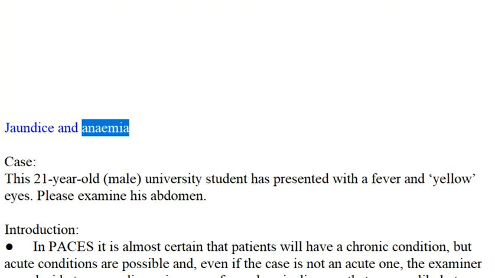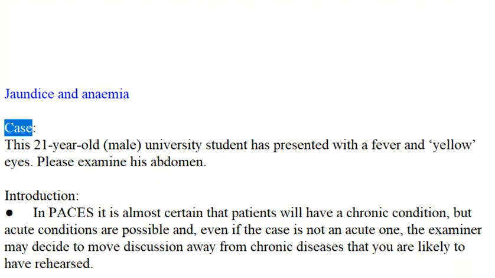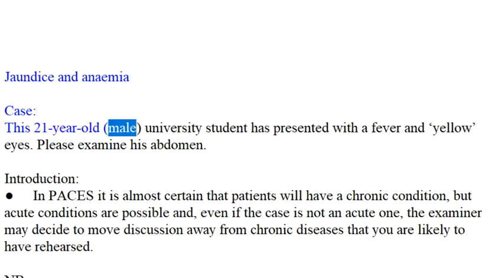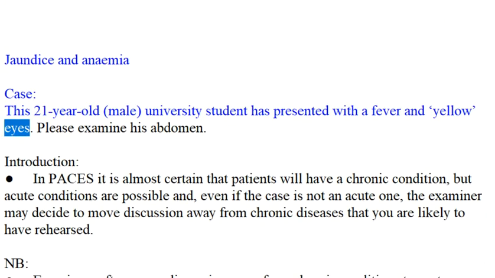Jaundice and anemia. Case. This 21-year-old male university student has presented with a fever and yellow eyes. Please examine his abdomen.